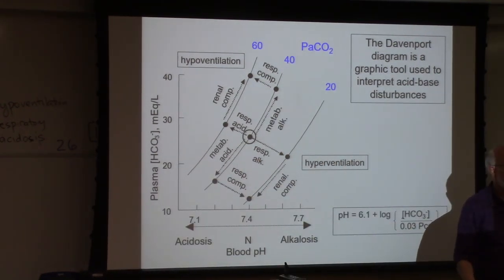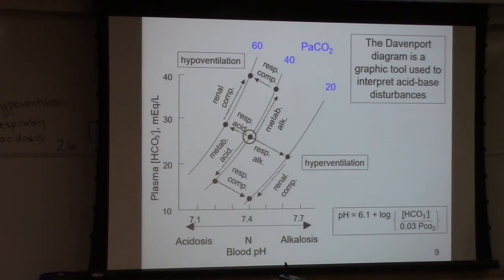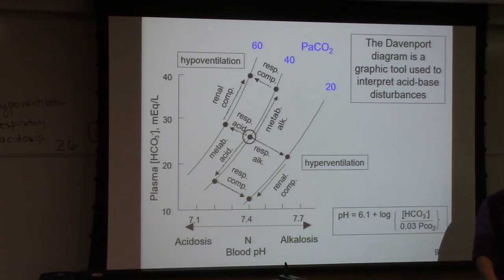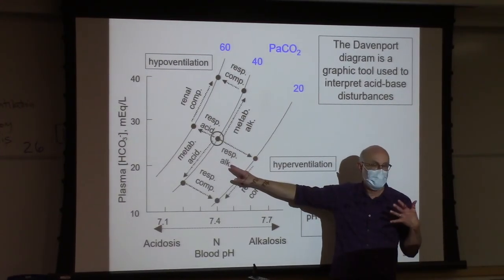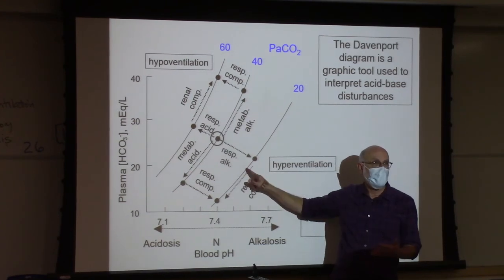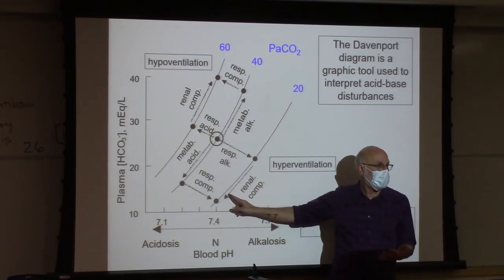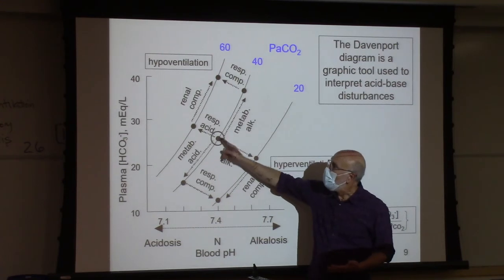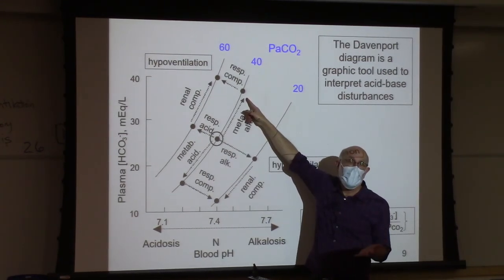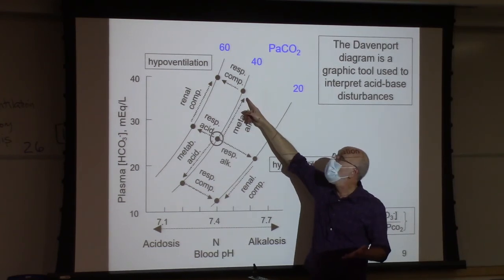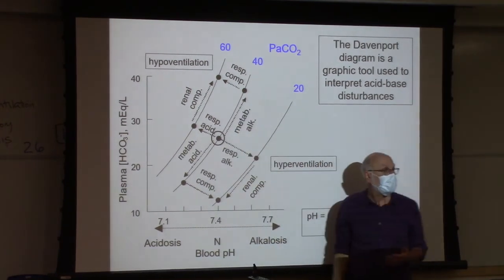Question? So renal compensation is the same as metabolic? Yeah, renal compensation and metabolic compensation are pretty much the same. But the point is, respiratory alkalosis says the primary problem is a respiratory problem, and here's the renal response. Metabolic alkalosis is a body problem that's not respiratory, and this is the respiratory response.